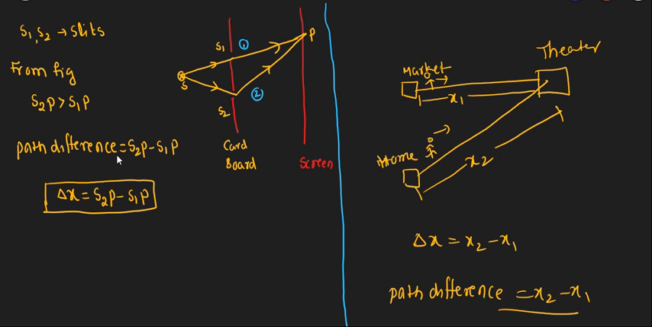We write the path difference. Path difference is nothing but the difference in distances. The distance traveled by the second light ray is S2P, and the distance traveled by the first light ray is S1P. The difference in distance is S2P minus S1P. Okay, have you understood now? This is about path difference.